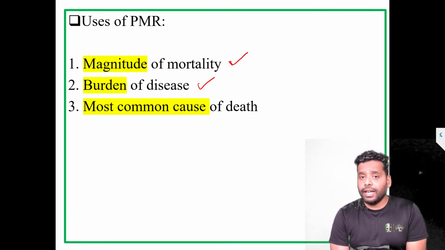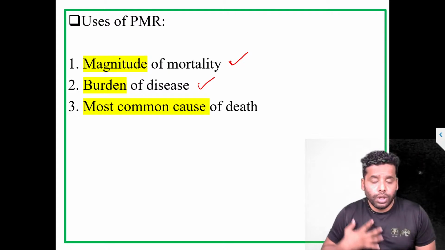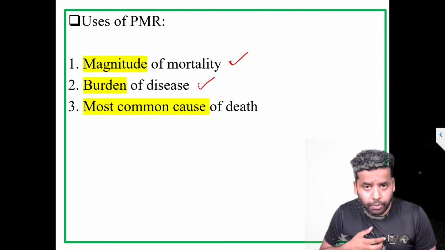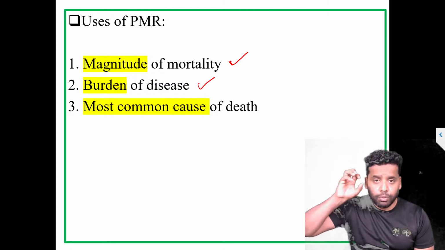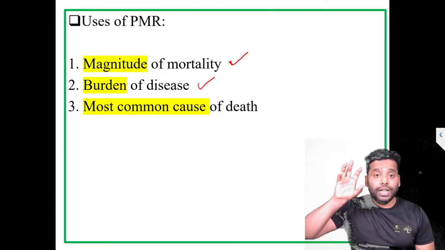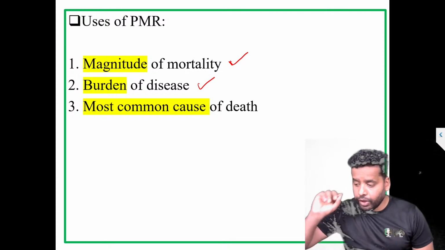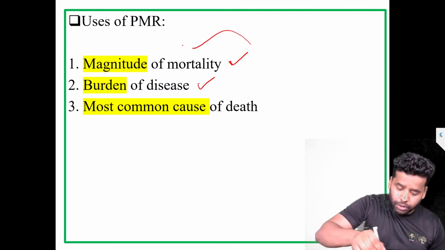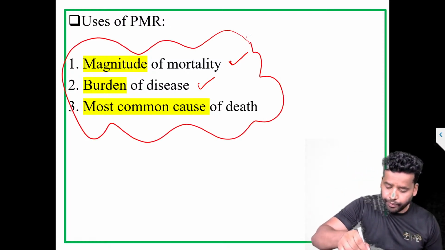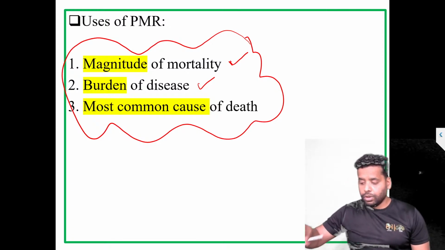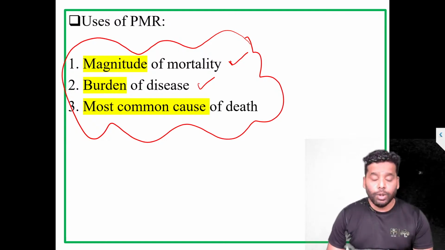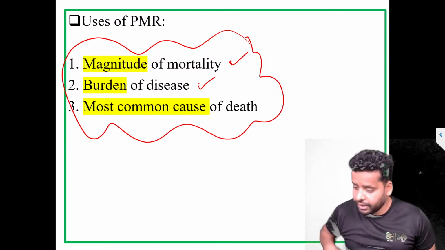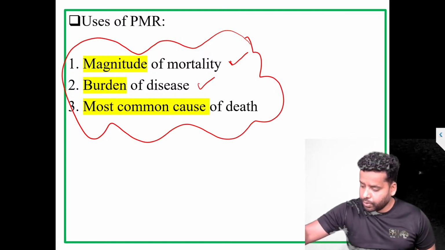So, what indicator is used if I want to know the most common cause of death in the population so that I can allocate the resources? What you are telling is correct. I can give more importance to that disease. What indicator do I need to calculate if I want to know the most common cause of death? Your answer will be proportional mortality rates. Yes, very good. Correct.